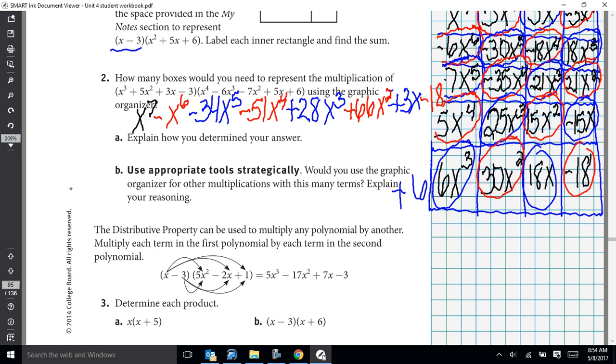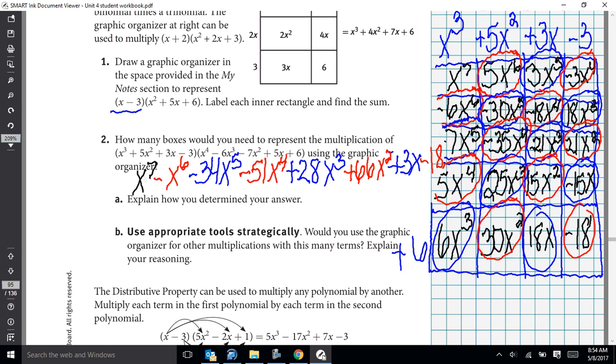Now, on Friday, we also looked at FOIL method. Now, FOIL method is really a fancy distribution where you take your first term and you just distribute it, and then your second term and you distribute it. Do you think that process would work well for one like this one? You have to keep track of numbers in your head. You'd have to keep track of everything, yeah.